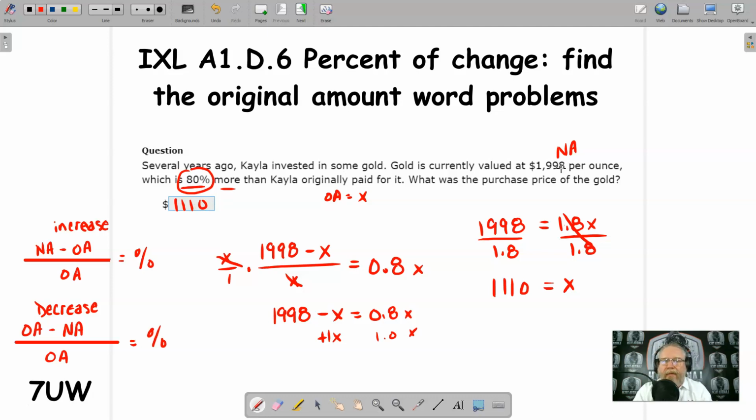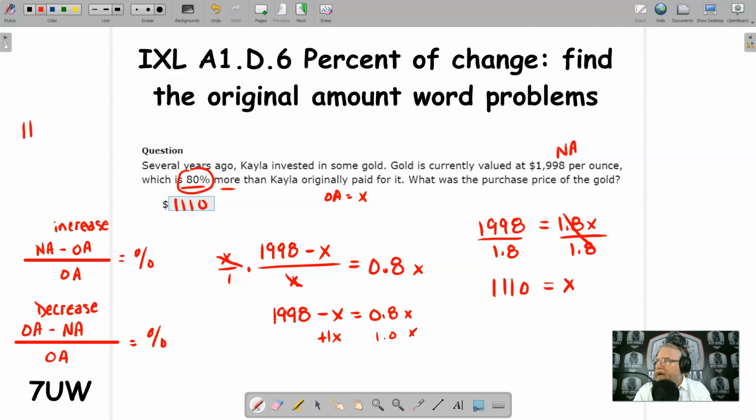Now we could plug that back in. Let's go ahead and plug that back in. I'm going to do that work over here to the side. If I want to increase, and this is from a previous activity that we had, A1.D.6, where we learned to take an original amount, increase it or decrease it by a percentage to find the new amount. And that's pretty much what I'm going to do here to double check my answer.